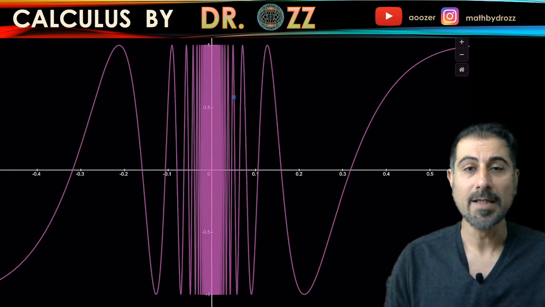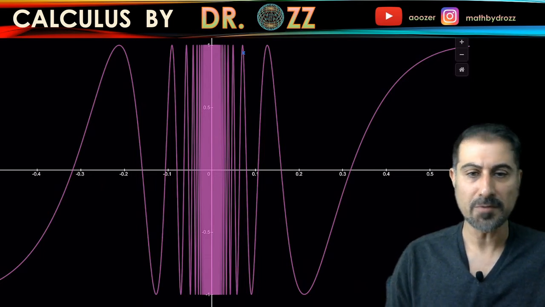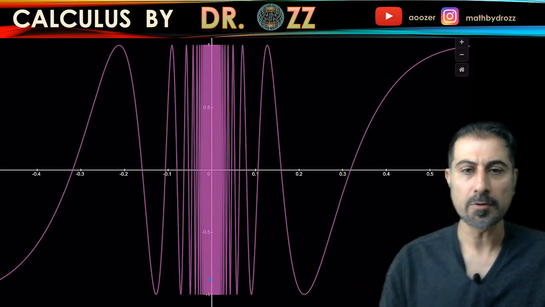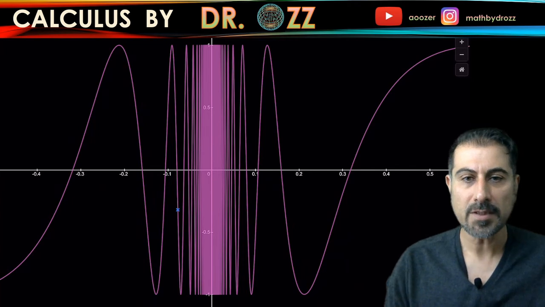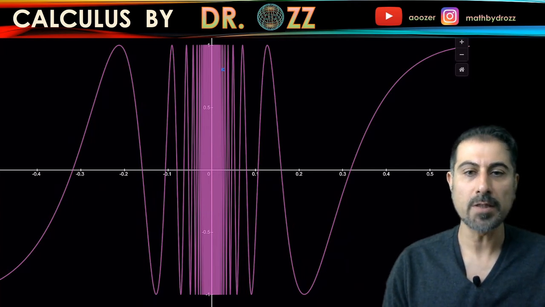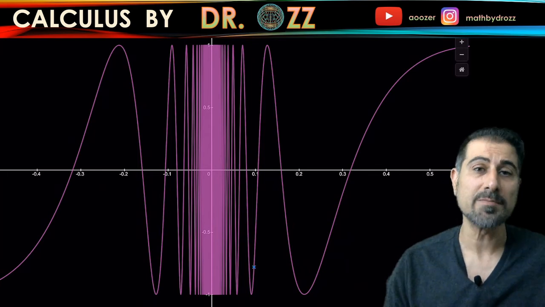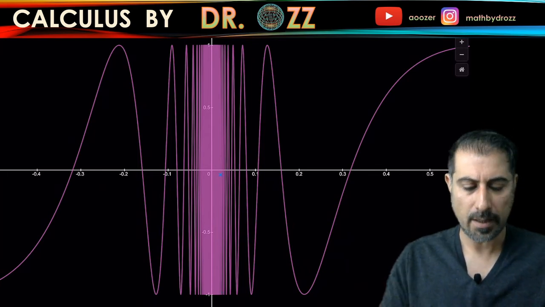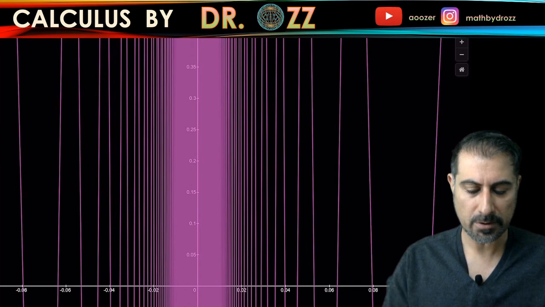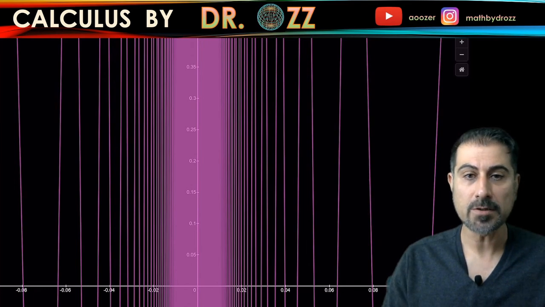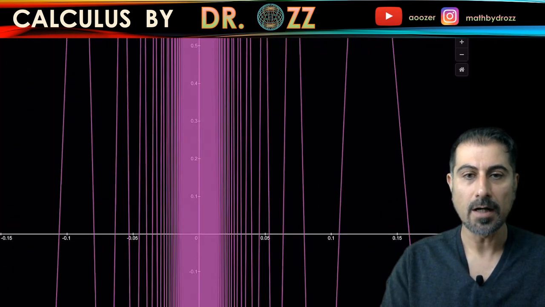Sine, by the way, takes values in between -1 and 1. We know it from trig. And as you see, this blue dot moves in between -1 and 1. In other words, it oscillates between -1 and 1. And as I get closer and closer, as you see, the fluctuations are increasing.